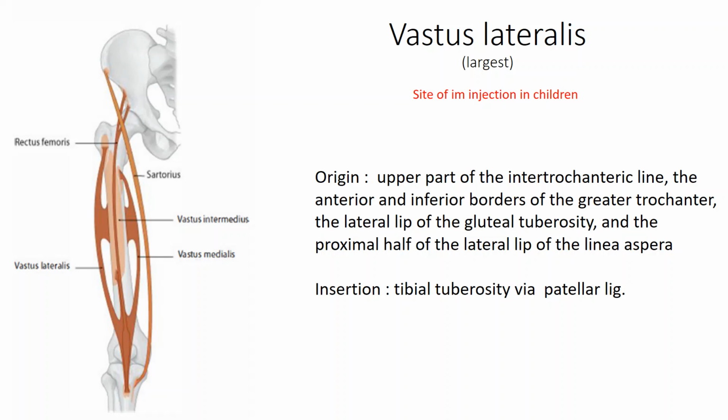And it inserts into the tibial tuberosity through the patellar ligament. And this is the site of intramuscular injection in case of children. Because in adults, we employ the gluteal portion or the deltoid portion, but in case of children, this is the preferred site of intramuscular injection.